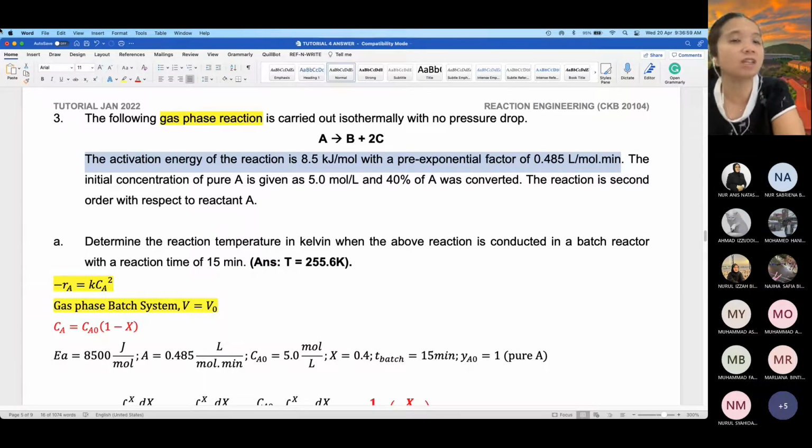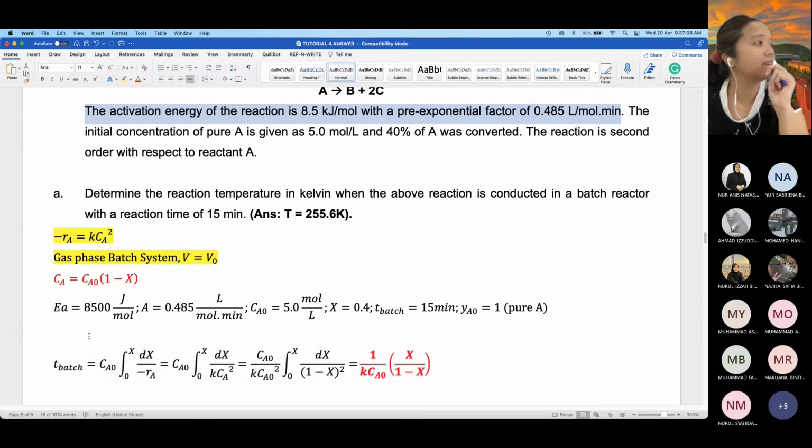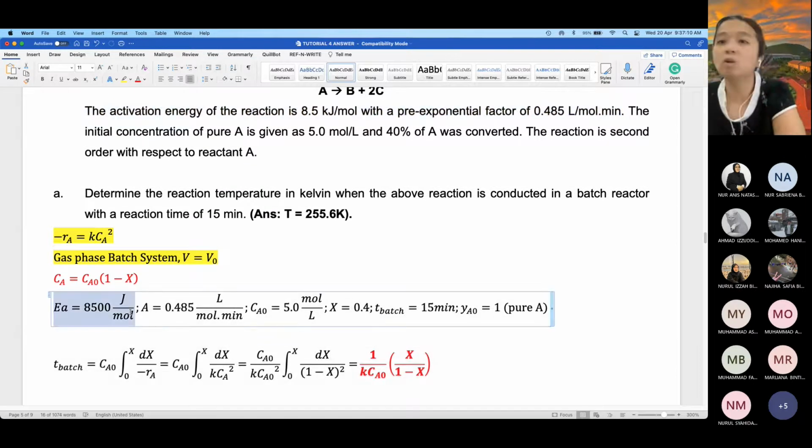Kan kita dah belajar Arrhenius equation. This equation is the only equation that will have these two parameters. So activation energy is your EA. Okay, so EA in kilojoule per mole. As usual, we will convert into joule per mole. So 8.5 kilojoule per mole is 8,500 joule per mole.